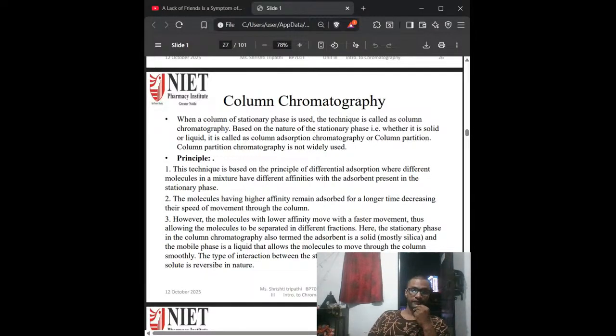Here the stationary phase in column chromatography, also termed the adsorbent, is a solid, mostly silica.